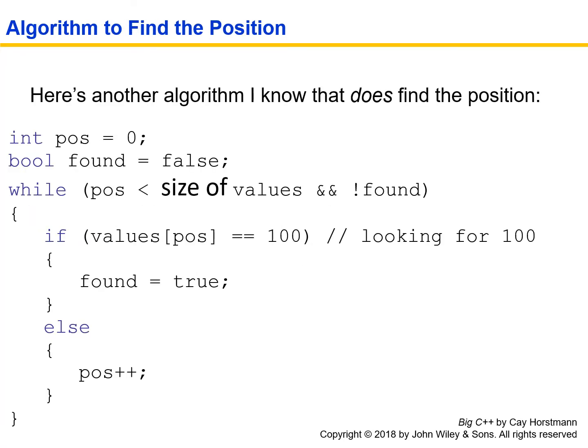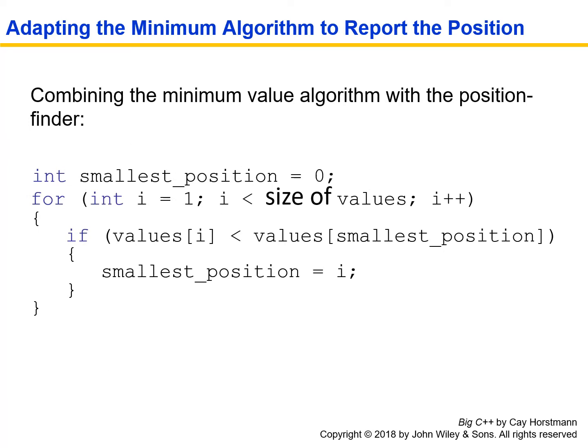So we can adapt another algorithm that does find the position. We know an algorithm for finding the position of a value we want to know. Well, we can adapt that algorithm. Instead of "if values at position equals 100," we can change it to "if values at i is less than values at the current smallest position." So this time we merge those two algorithms, and instead of tracking the smallest value, we track the position of the smallest value.